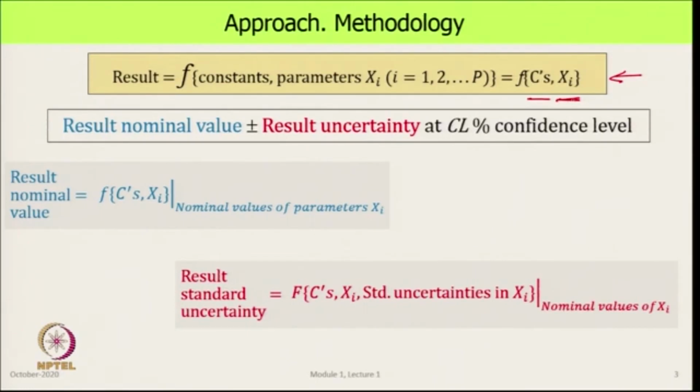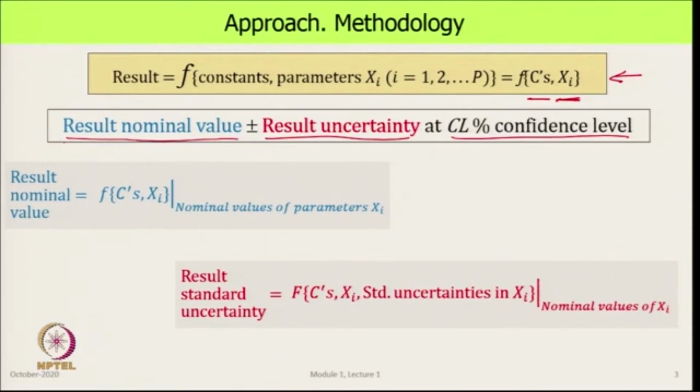And our objective is to give an answer which is the result as a nominal value, which is the first part of this expression, plus minus the uncertainty of the result at a certain confidence level. This is the end point of this uncertainty analysis. Using this data, we can do many other operations, but for now, as far as uncertainty analysis goes, this is where we will be stopping. That is our objective.